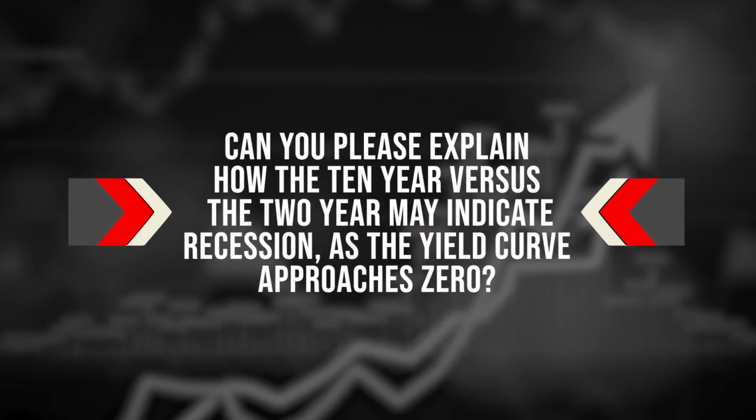Can you please explain how 10-year versus 2-year may indicate recession as the yield curve approaches zero? Because usually when the curve is steepening or becoming less inverted, it is a result of the Fed dropping rates. Therefore, the 2-year is going back down below the 10-year.